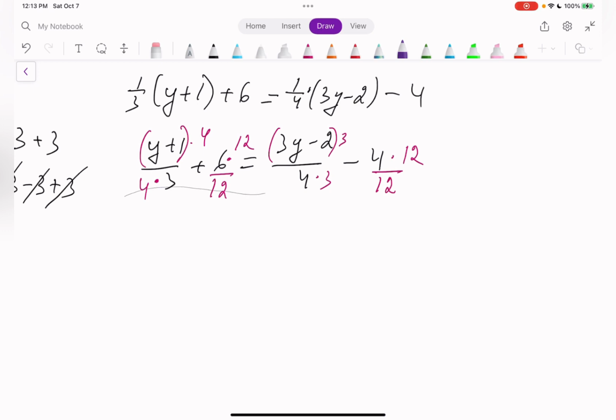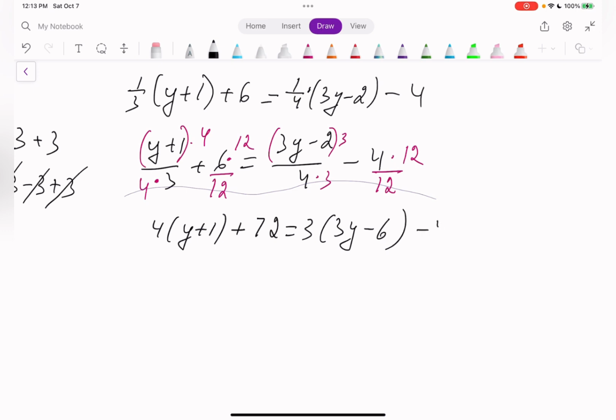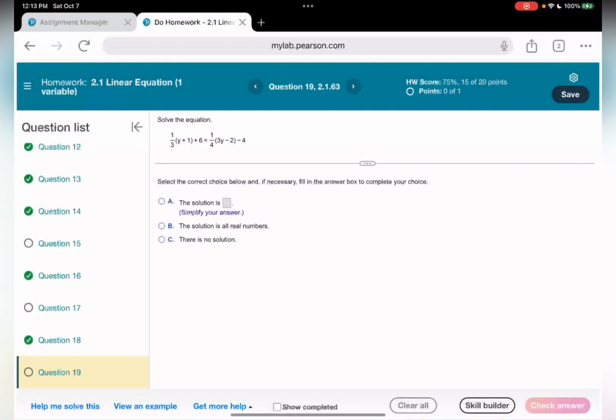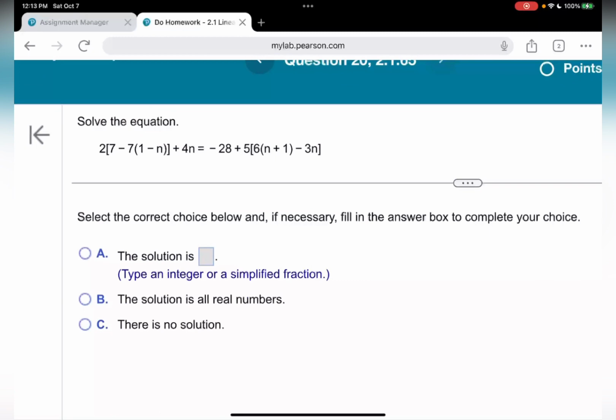So the 12s, we throw out the window. And we have 4 times y plus 1 plus 6 times 12, 72, equals 3 times 3y minus 6 and minus 48. So from here, I believe you can take it and solve it. Okay? What is our next question? Yeah, this is a little bit nasty. I'll solve this one. Also, bring and simplify, and the rest you will take over and solve it.